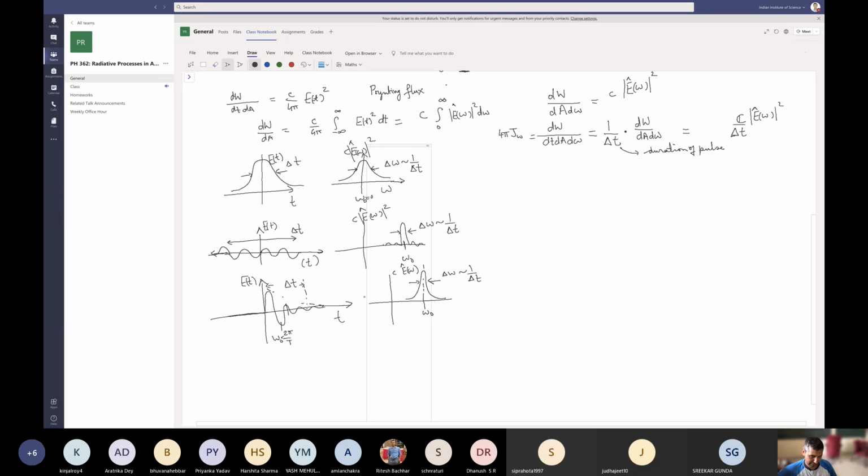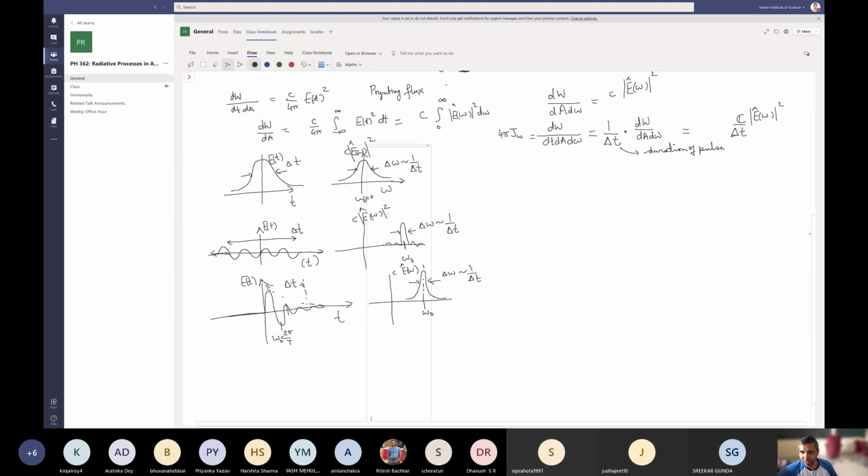Again, it's symmetric, so the negative minus omega naught will have the same. But here we considered that we'll not consider the negative values of omega. We'll just have positive. We add all that power to here. Okay. So this is a little bit about the Fourier picture, or the frequency space picture, and the real space picture of wave pulses, wave packets.